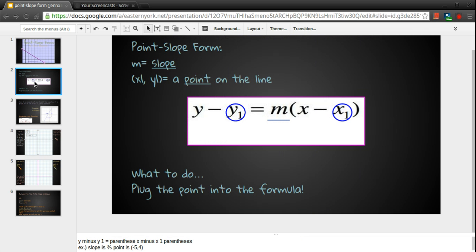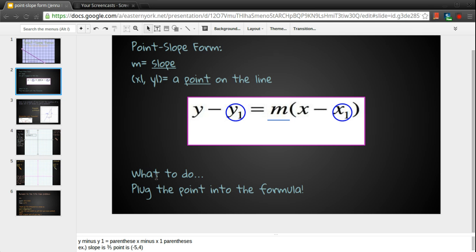Point-slope form, the formula is y minus y1 equals m parenthesis x minus x1 parenthesis. The m right here is equal to the slope, and the y1 and x1 are the points on the line that are circled right here.